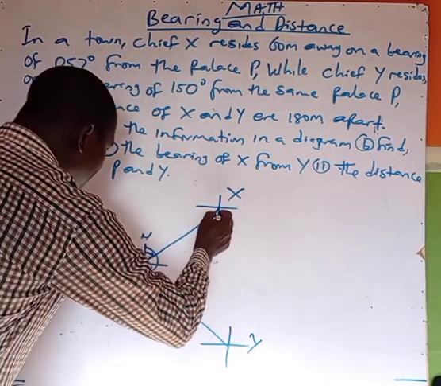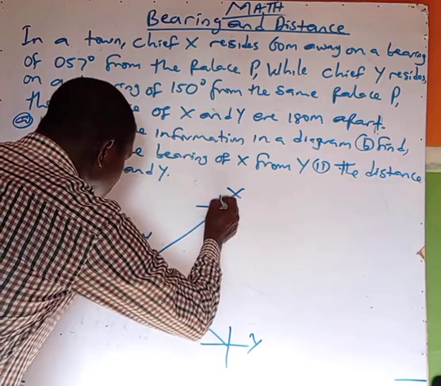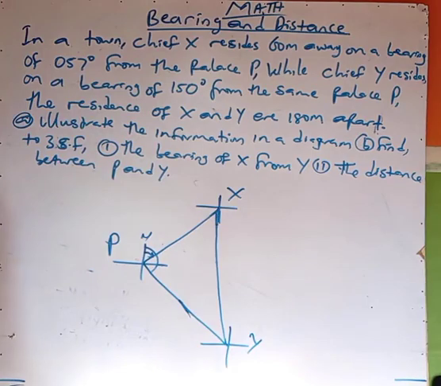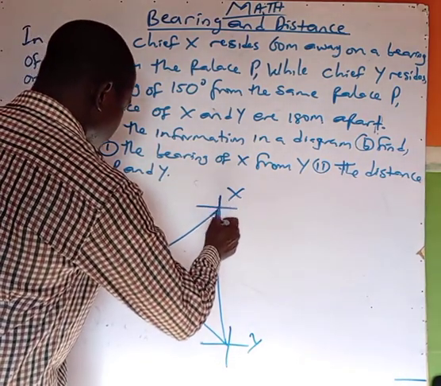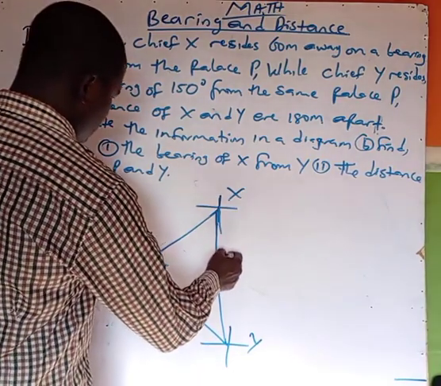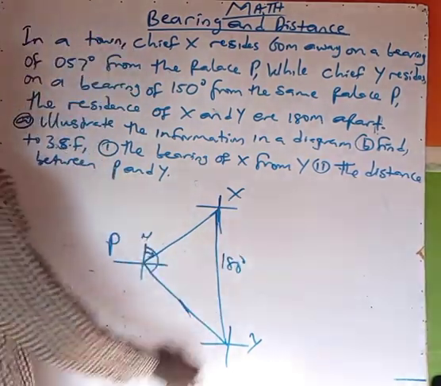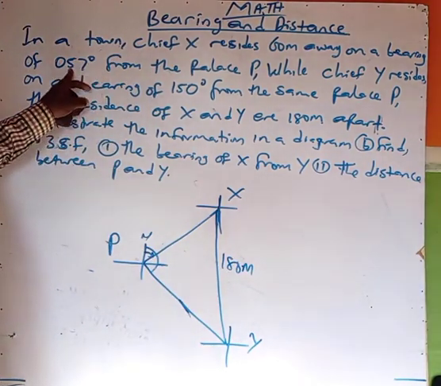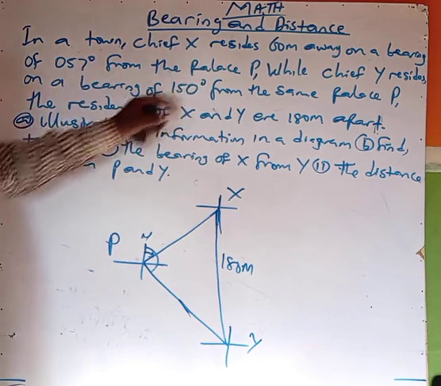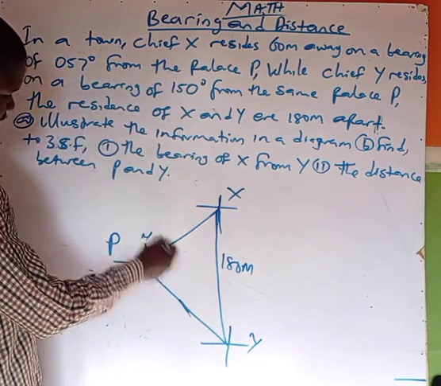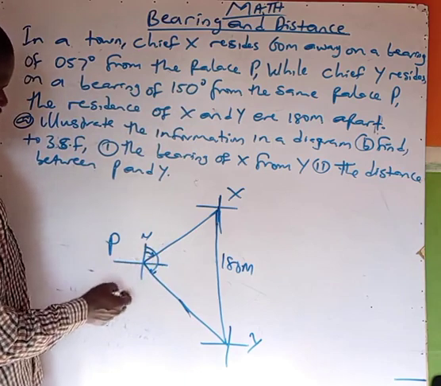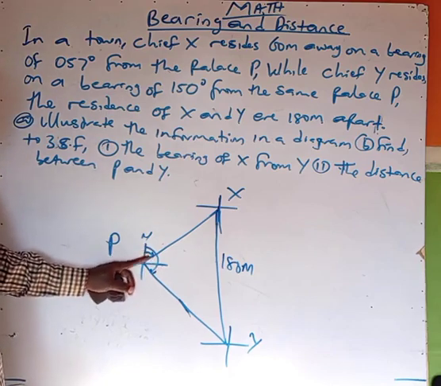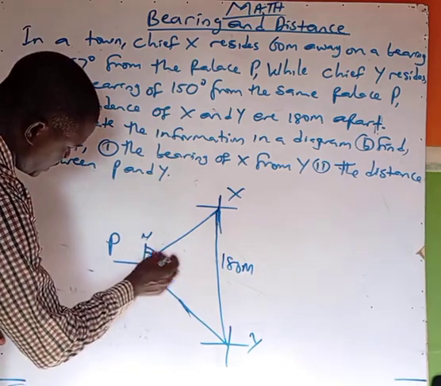So you join them together from here. You have the four cardinal points, and you join them together like this. Here is 180 meters. Now look here. Here is 57 degrees. Here is 150. From here to here is 150. From here to here is 57. So look, 57, the whole of this place is 150. Here is 57. So you subtract it, and you will get this angle here.